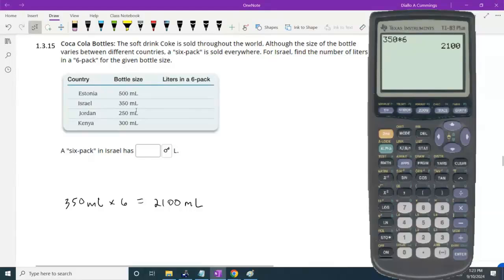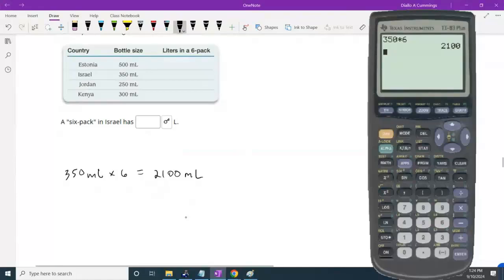So the thing about this is they're actually showing you just one bottle, but you want to know how many liters or milliliters are in a six-pack, so you have to multiply that 350 times 6, right? So in Israel, or excuse me, 6 bottles at 350 milliliters will give you a total of 2,100 milliliters. Now we're going to convert 2,100 milliliters to liters.